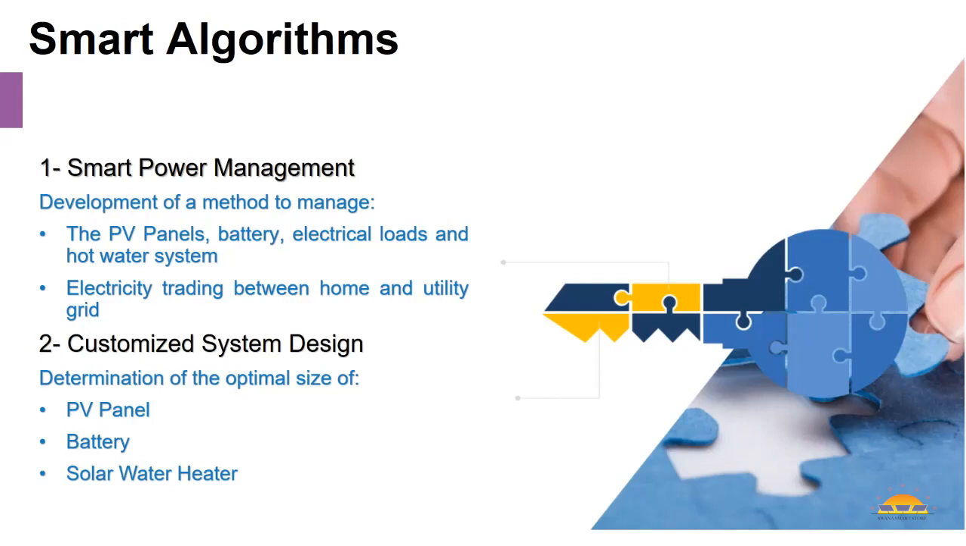The second one is customized system design. It means for each customer, based on the requirement and restriction, the system will be designed and optimal size of system components such as PV panel, battery, solar water heater will be determined.